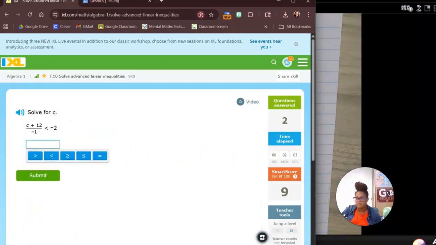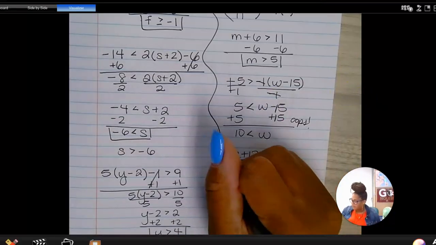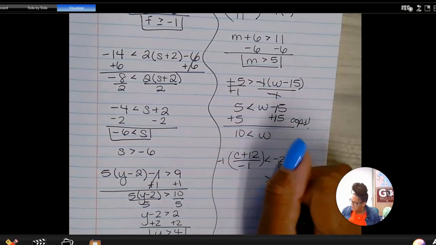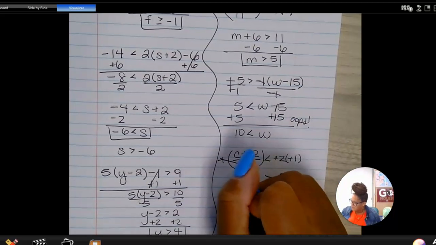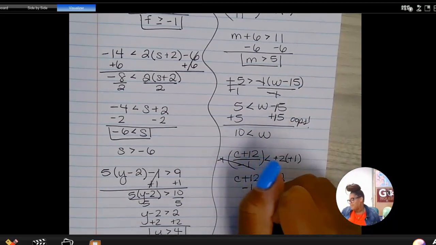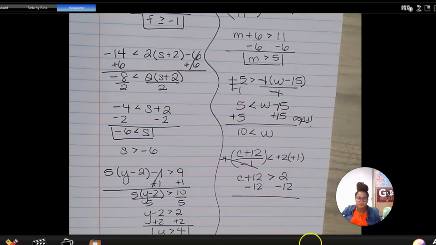Got it. Let's do it the right way this time. (C plus 12) divided by negative 1. Again, my sign is still going to flip because I have a negative. So multiply both sides by negative 1. And by negative 1, the sign flips. These become positive 2. This cancels out. C plus 12, not 2 this time, Miss Darling. Now subtract 12 on the left and 12 on the right. Let me double check and make sure I wrote the problem correctly.